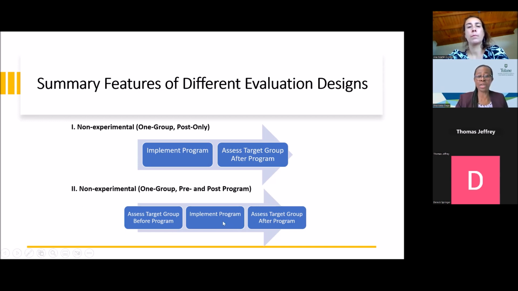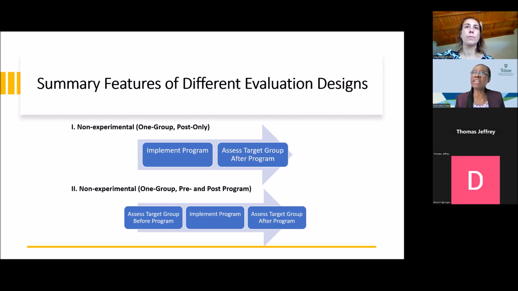The second one has a baseline, pre and post, baseline and end line. So you do a survey before the program is implemented, and then you do a survey afterwards, or you collect data afterwards. Because you have a baseline here, you can assess how much change has occurred. That's very good because you can see whether there's change or there is no change, but you cannot tell whether that change is due to the program.